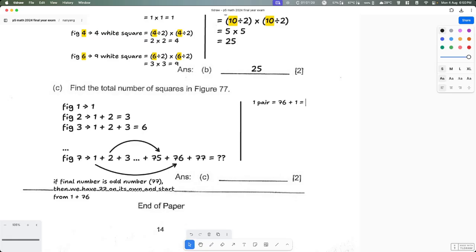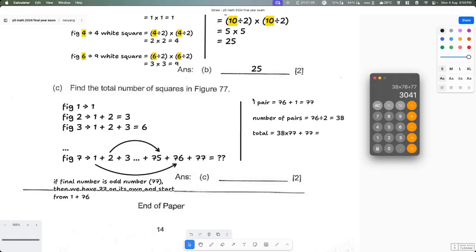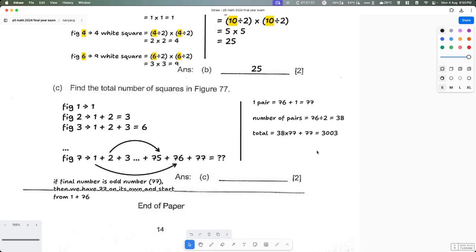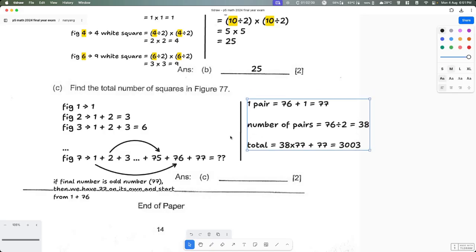plus 1 equal to 77. Okay, then number of pairs is equal to 76, and then we divide it by 2. This will give us 38. So total is equal to 38 times 77 plus 77. Okay, so from here we have 38 multiplied by 77, and then plus 77. Okay, the answer is 3003 in this case over here. All right, and that's it.